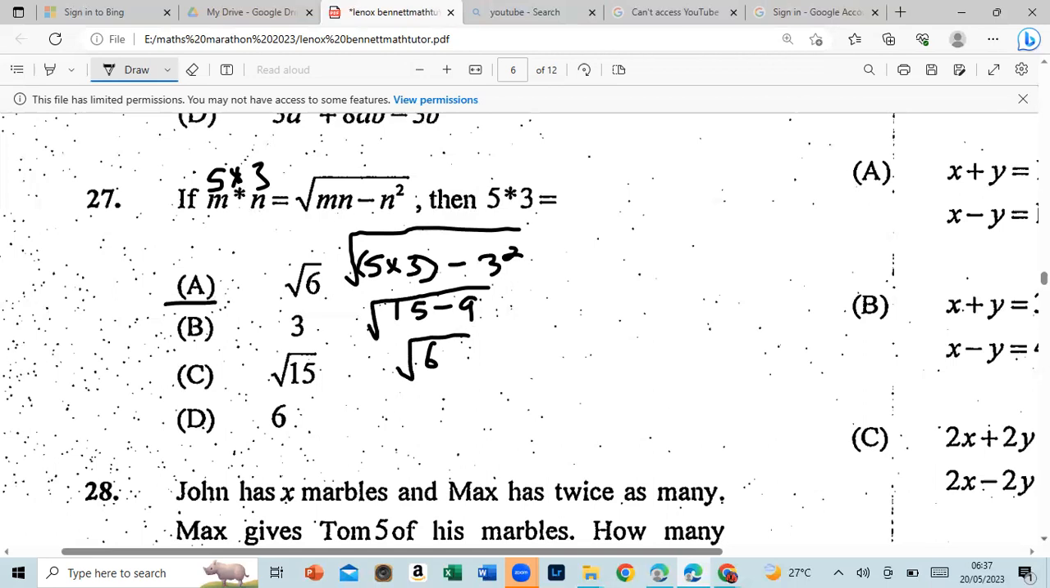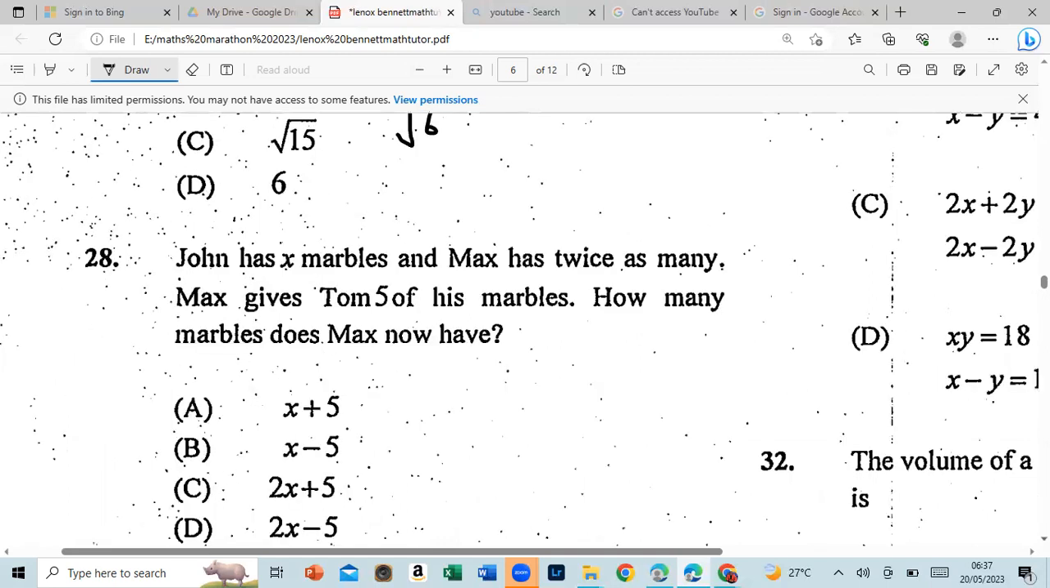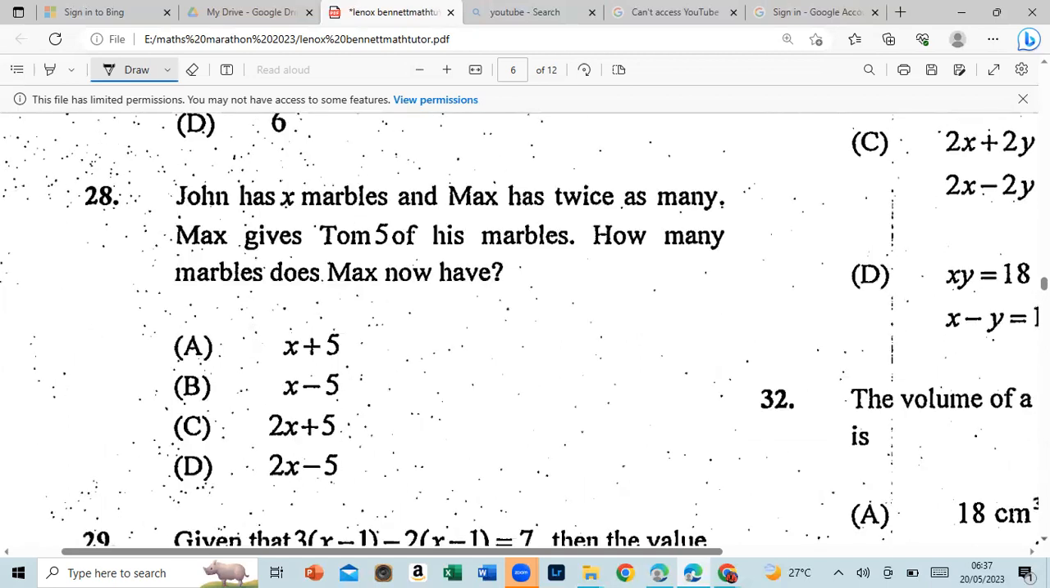Let's move on to 28. John has X marbles. So John has X marbles. Max has twice. So let us say John has X, Max has 2 times it, or X plus X. Whichever way you look at it, 2X.